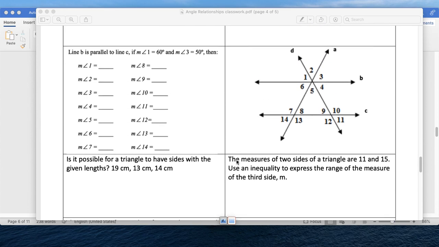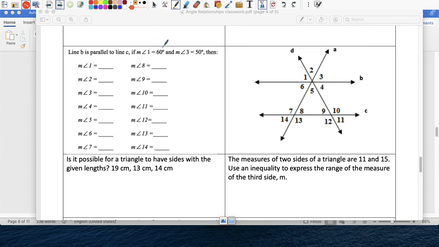Okay, so now we're talking about this one here. Let's plug in. Angle 1 is 60. Angle 3 is 50. Well, that's more than enough information to fill this in. So if angle 1 is 60, angle 4 is 60. Vertical angles. Angle 3 is 50, so angle 6 is 50.